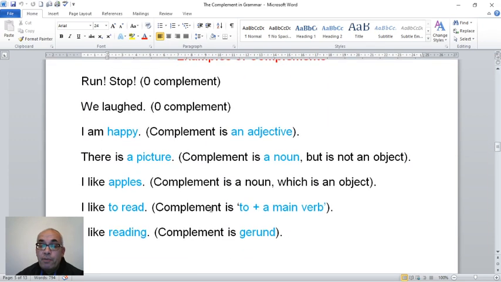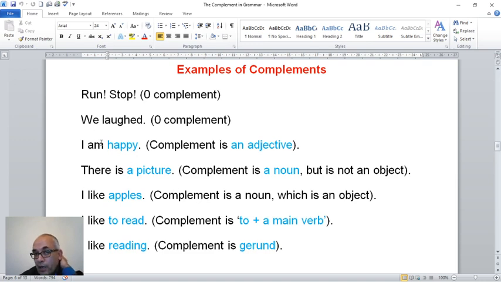Now let's look at the different kinds of complements. Run, stop, complement is 0. Run is a verb, stop is a verb, we have nothing after them. Of course, these are two sentences. Run is a sentence and stop is a sentence. We laughed, complement 0. I am happy. What is the complement? Happy? It's an adjective. So again, the answers are in blue. Happy is a complement. Why? It comes after the verb am. So happy is an adjective.